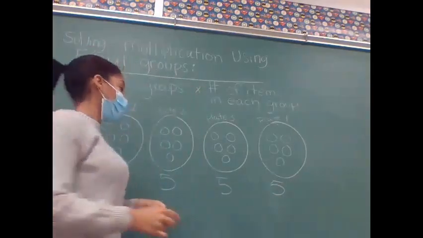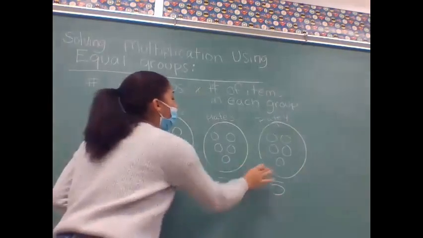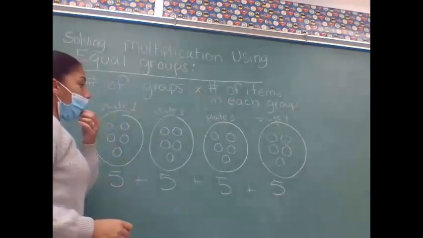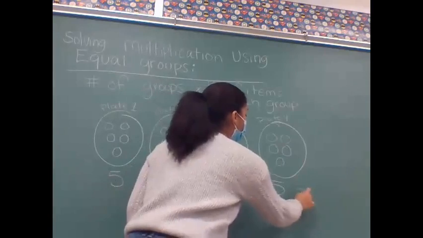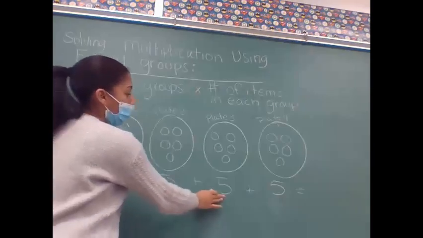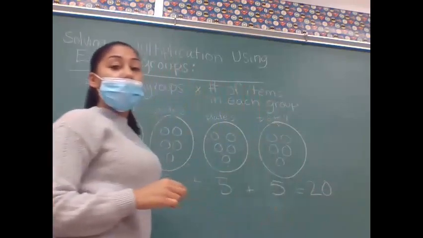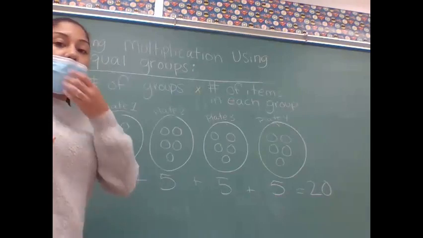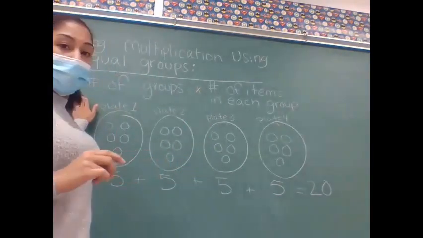Okay. All right, we can show this repeated addition by adding all the groups up together. We can count by 5s, 5, 10, 15, 20. So we know 5 plus 5 plus 5 plus 5 equals 20. So there are 20 cupcakes total. Then we can go even further and express this in a multiplication equation.